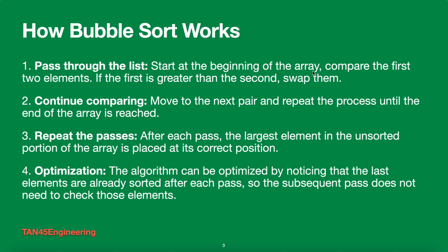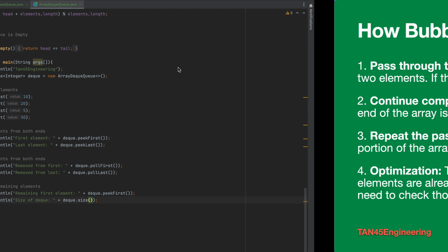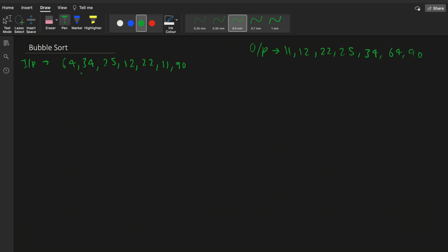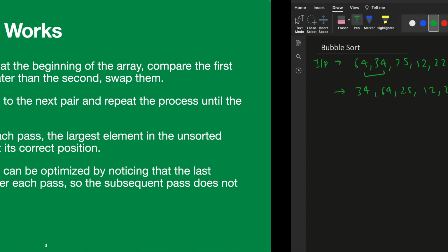Start at the beginning of the array and compare the first two elements. If the first is greater than the second element, swap them. So we start with these first two elements. The first is bigger than the second, so we need to swap them. After swapping, it becomes 34, 64, 25, 12, 22, 11, 90. Let's go to the second step.